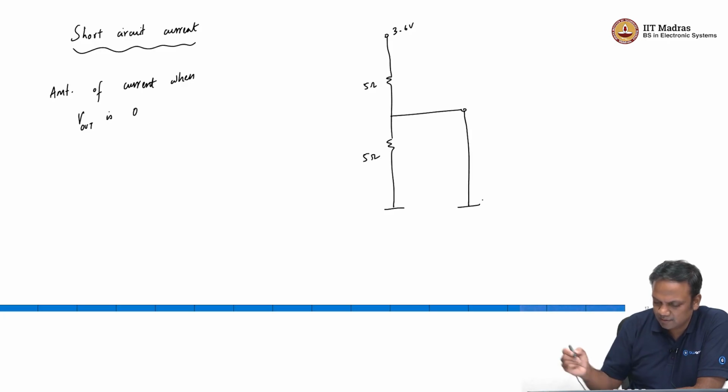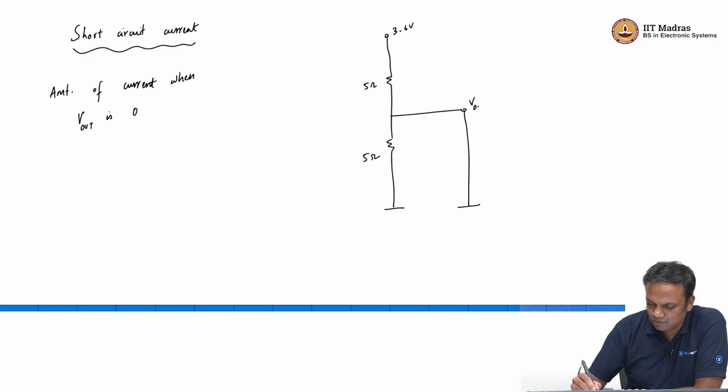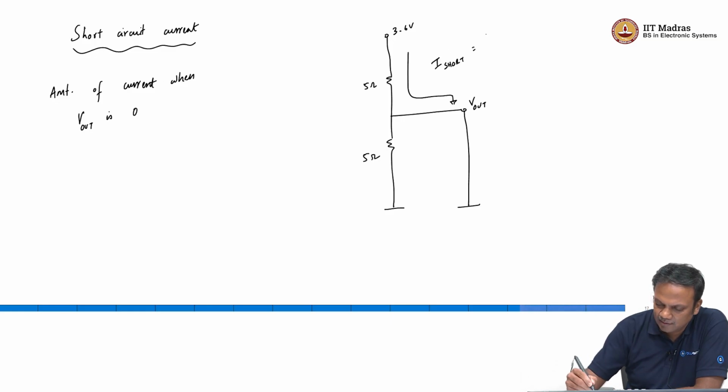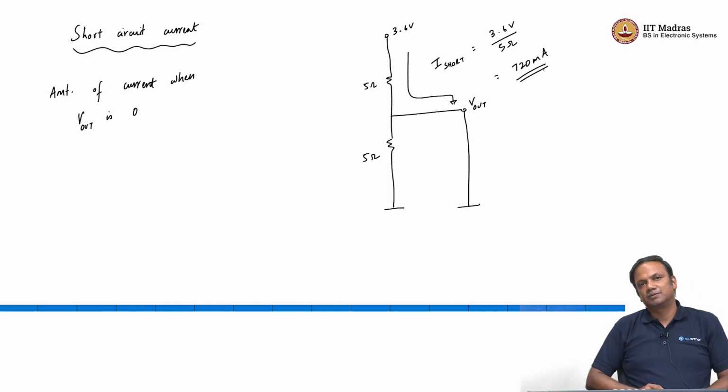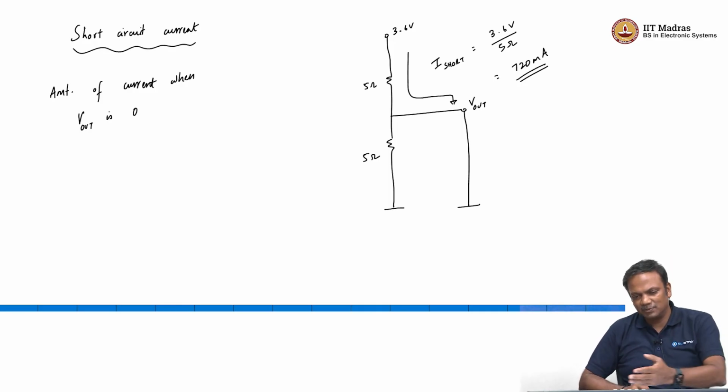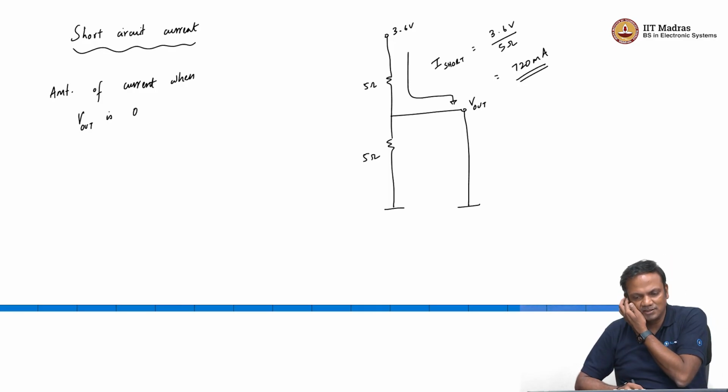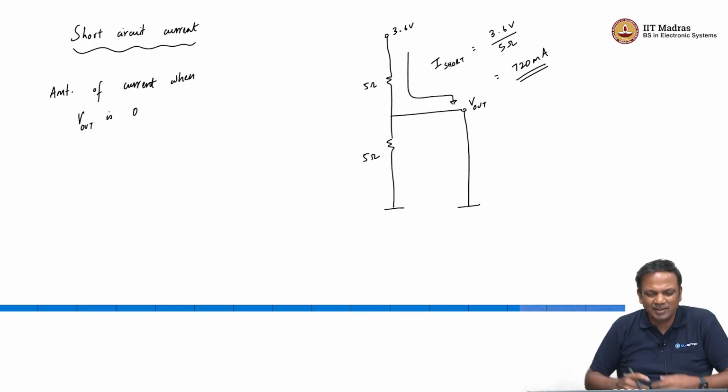Now, I am shorting this, right. This is V out. So, V out goes to 0. So, the current here, I short circuit, is just 3.6 volt by 5 ohms, which is 720 milliamperes, right. So, that is the way to calculate the short circuit current, right.